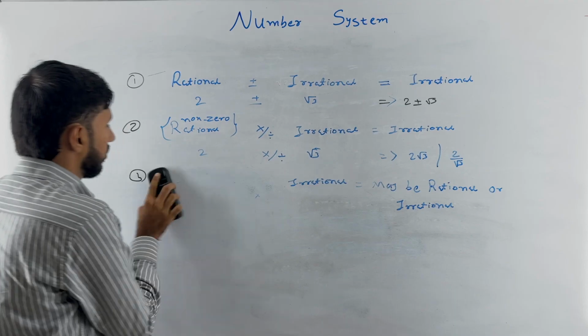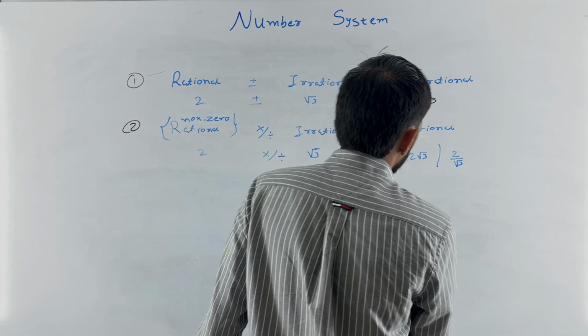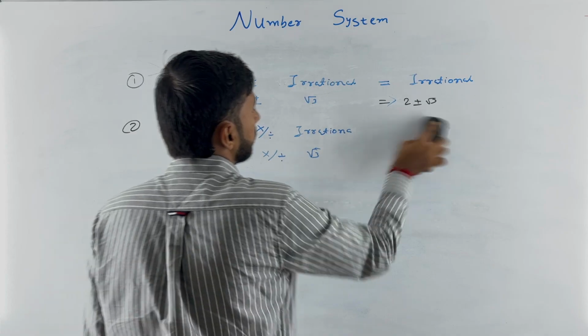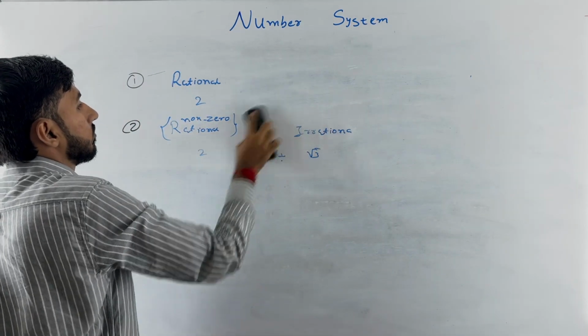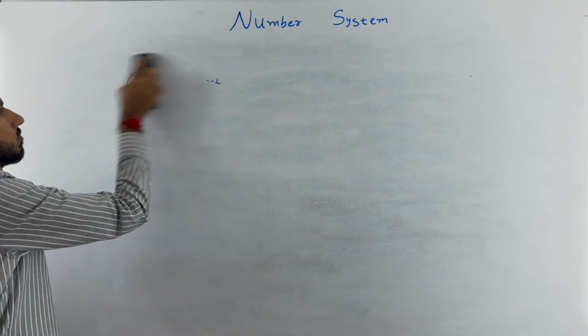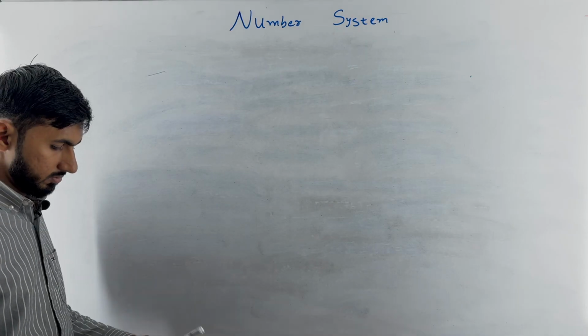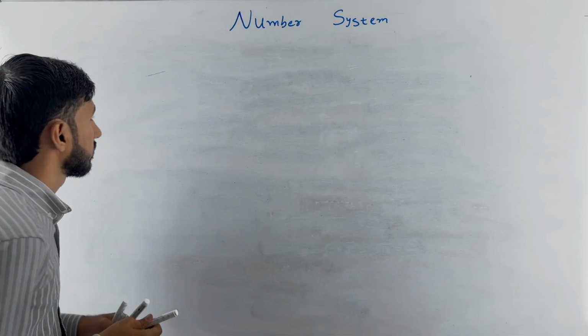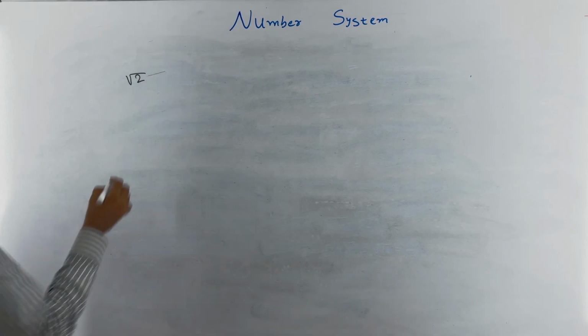Now, before moving to the examples, we will learn some identities or properties for the square roots. How to operate square roots, right? We all know that this is the square root of 2.